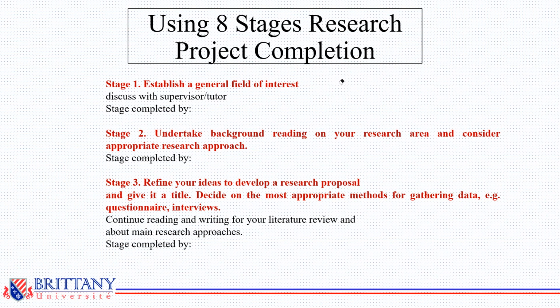Number 1 is establish a general field of interest. So this is what you are doing now. You are writing your proposal, and in the proposal, you need to indicate what your area of research is. After approving or identifying the area, you can discuss with your supervisor more: you have identified this area, how to go on now.